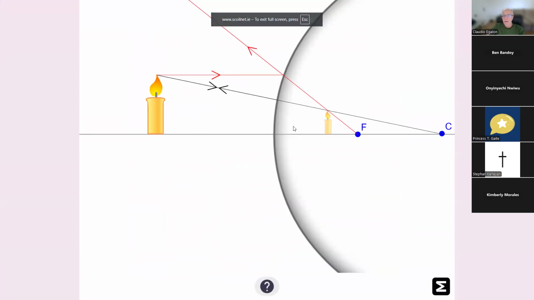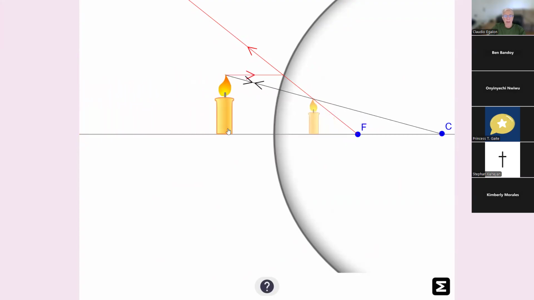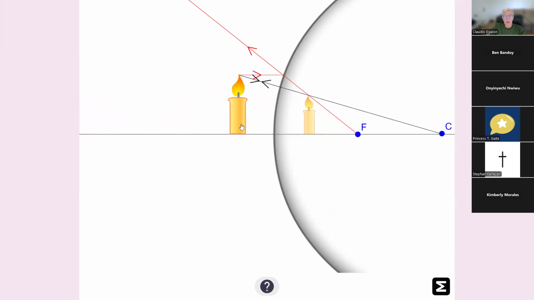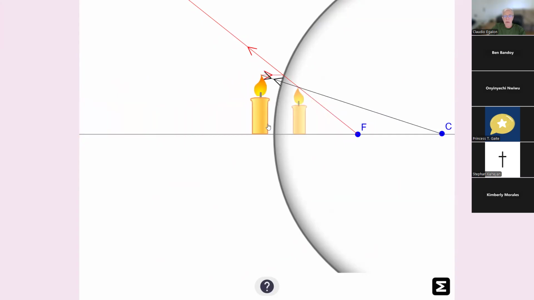Okay. Note that the focal point and the center of curvature are located behind the mirror, right? So if you were to draw this spherical surface, the center of curvature would be behind the mirror. Here's the object. And you are going to see, no matter the position of the object, the image is always going to be formed behind the mirror. It will always be virtual, the image.